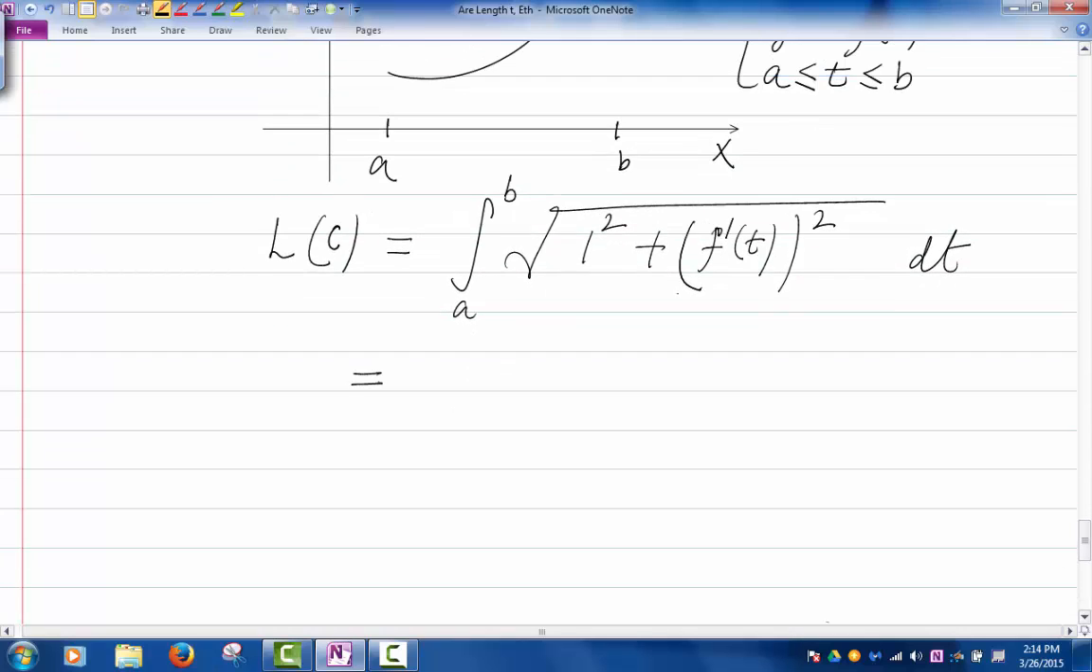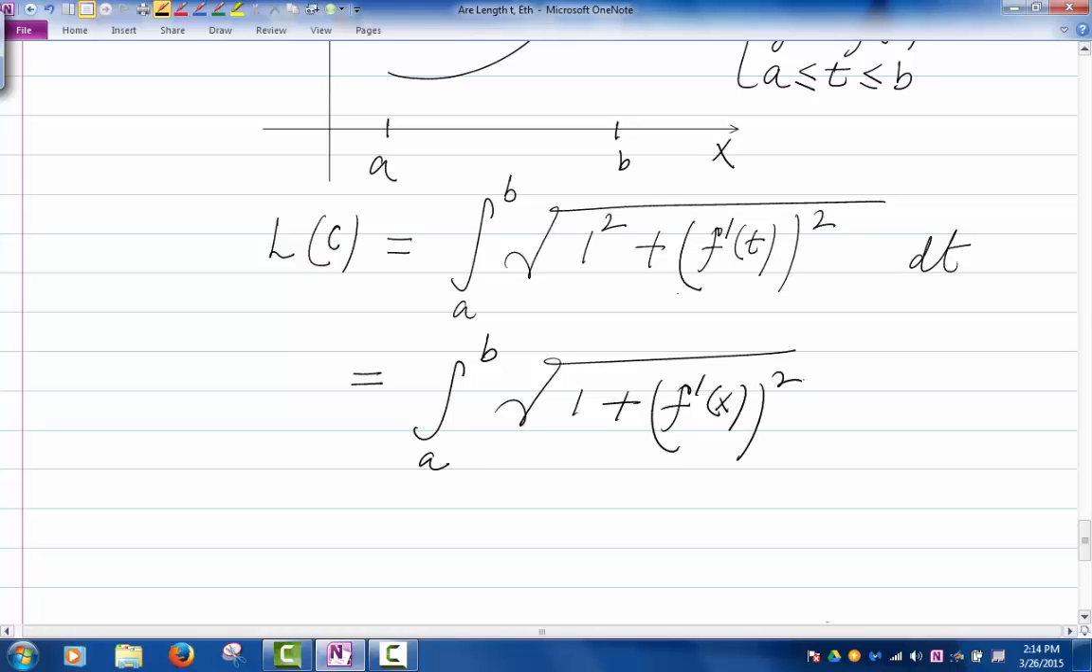This is it. So then note that this is the same as the integral from a to b of the root of 1 plus f prime of x squared dx. Notice that I can just write f prime of x squared dx here. It doesn't make any difference, right? Between the integral from a to b in terms of t and in terms of x, there is no difference, right?